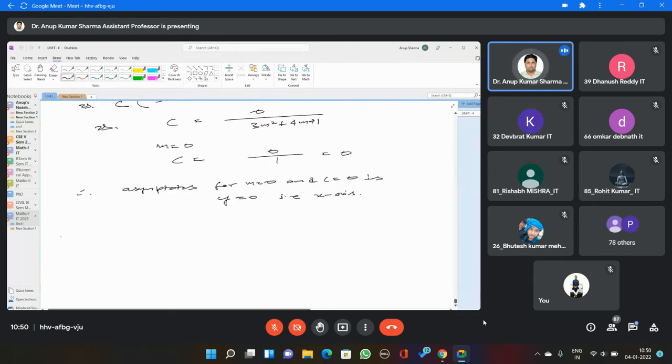Next, for the repeated case, for m is equal to -1, -1. That means this is the repeated root.